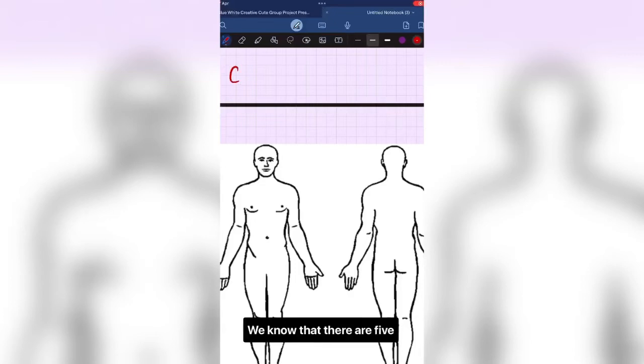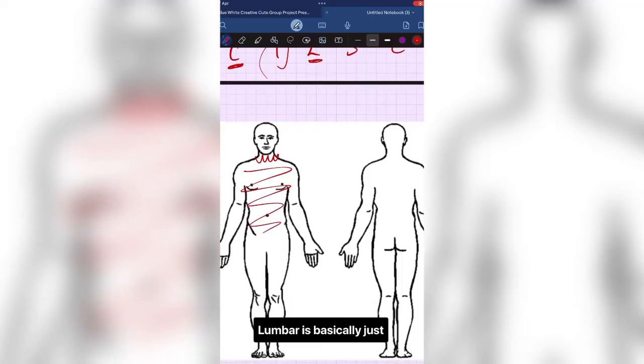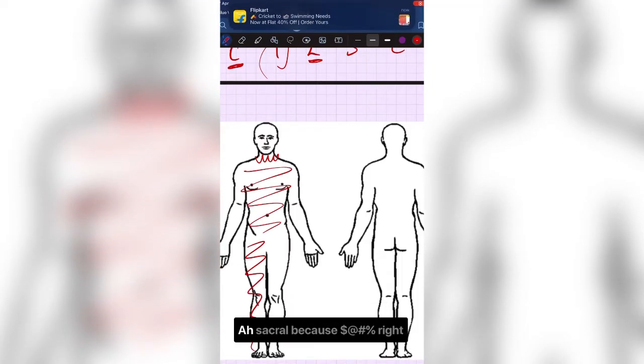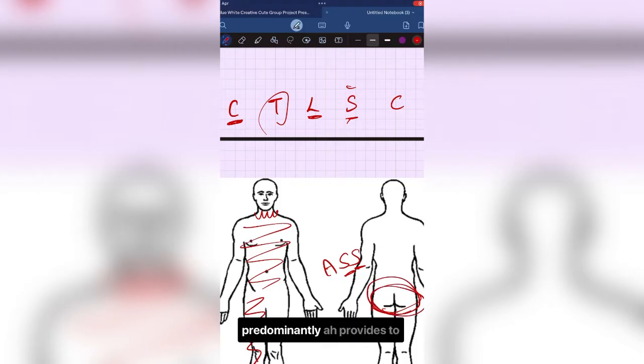We know that there are 5 types of vertebrae: cervical, thoracic, lumbar, sacral, and coccygeal. So cervical, we know that it supplies to the neck. Thoracic is basically the thorax part and the abdomen part. Lumbar is basically, just remember, as L for legs. Sacral, because, right, as that has double S, therefore sacral predominantly provides to the ass part.